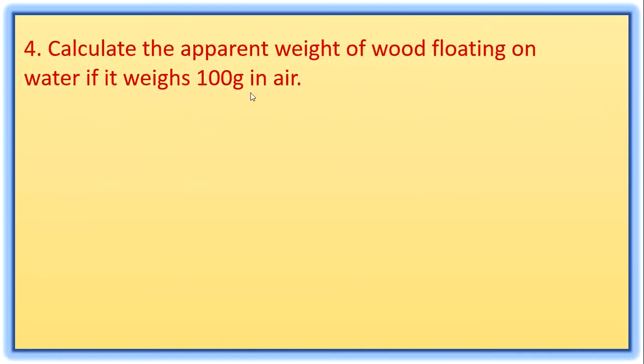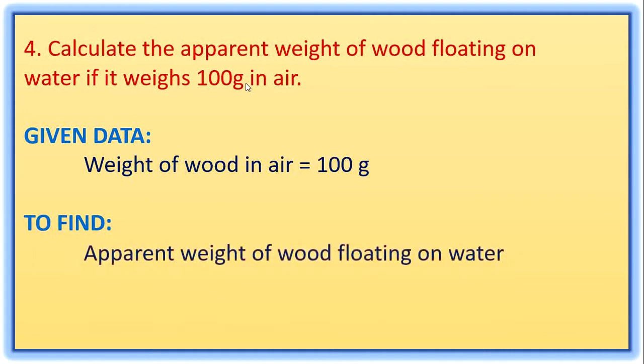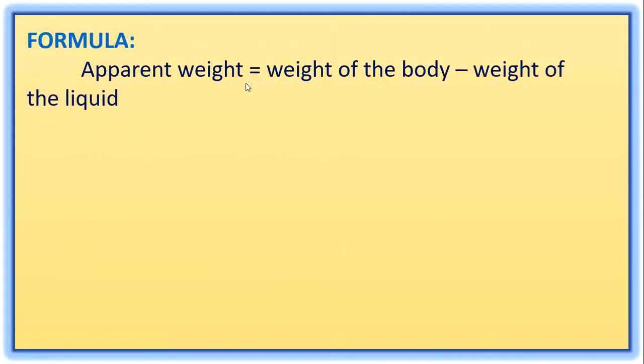Now question number 4. Calculate the apparent weight of wood floating on water if it weighs 100 gram in air. We can calculate the apparent weight of the wood. Given data, weight of wood in air is given as 100 gram. So apparent weight is equal to weight of the body minus weight of the liquid.